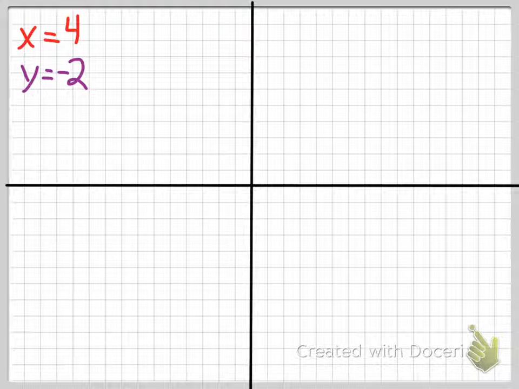So now I have two examples for you to do. On one graph, I want you to graph the line x equals 4 and the line y equals -2. So go ahead, pause the video, graph those now. When we come back, I'll have my solution.